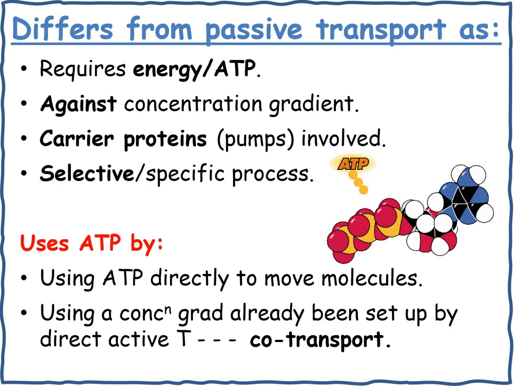And active transport uses ATP either by using ATP directly to move molecules or using a concentration gradient already set up by direct active transport in a process called co-transport.